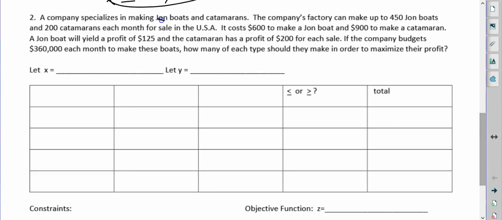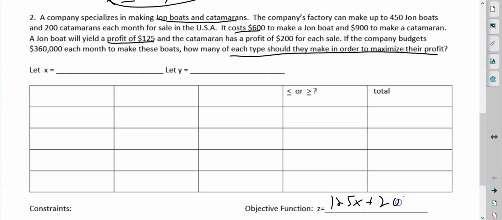Okay, so we got John boats and catamarans. Let's go to the end. How many of each type to maximize profit? All right, well, there's a lot of money up here. Here's cost and here's profit. Oh, there we go. So John boat, 125, plus 200 for the catamaran. So I'm going to call this the John boat, and this is the catamaran. Doesn't matter. You could switch it up if you want. I just kind of go in order. So I've got this information used, so it's gone.